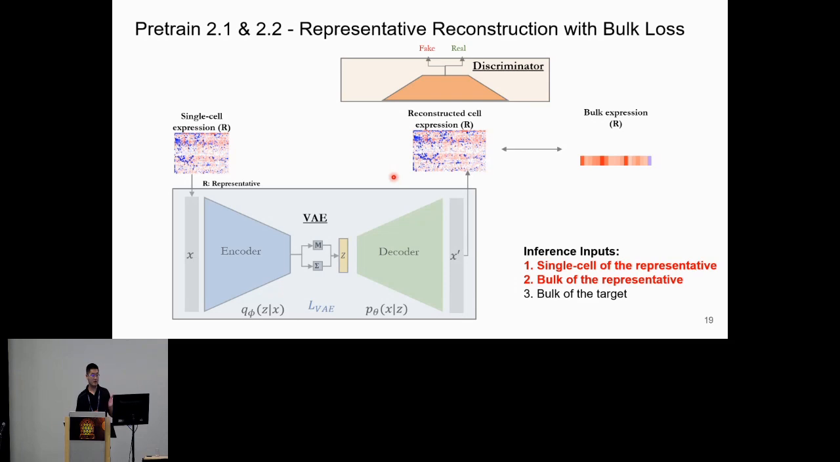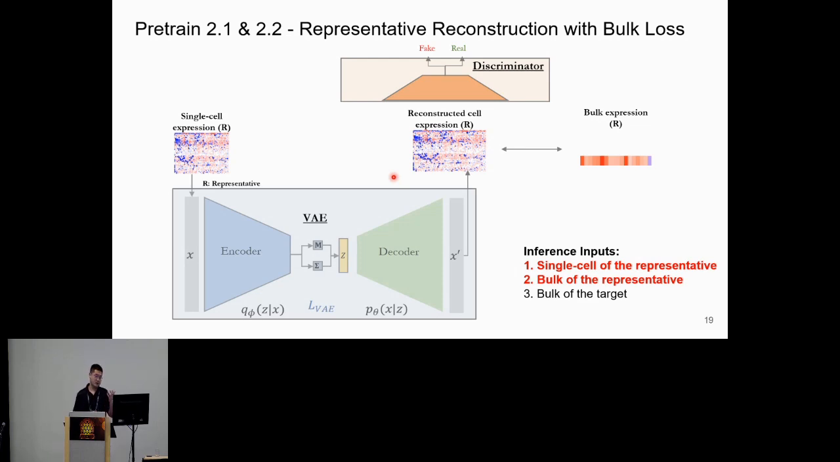We require the generated single cell data to have average values similar to the bulk expression of the representative. This is because by definition, bulk is the average of single cell data. And this step is important because it gets the model ready for the next inference step.